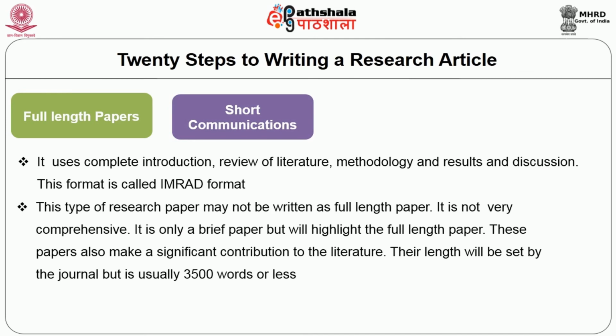Then the second one is short communications. This type of research paper may not be written as a full-length paper. It is not very comprehensive. It is only a brief paper but will highlight the full-length paper. These papers also make a significant contribution to the literature. Their length will be set by the journal, but it is usually 3,500 words or less, or will contain up to 2 tables and figures. Unlike full papers, methods, results and discussions may be combined into a single section.